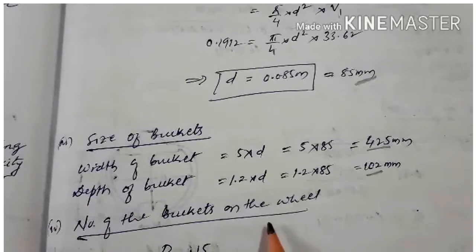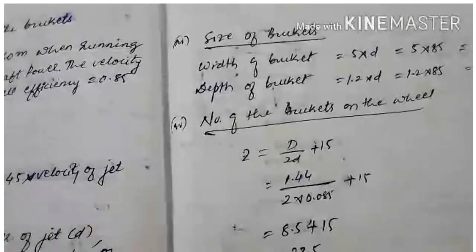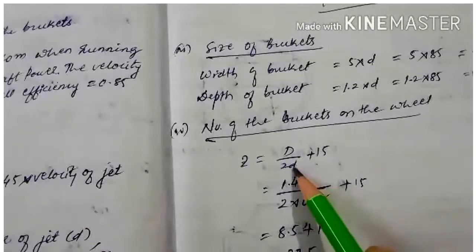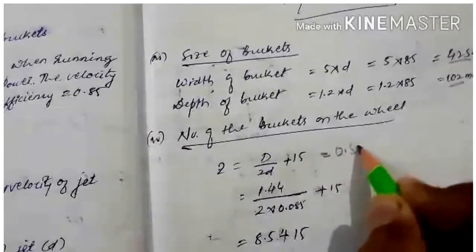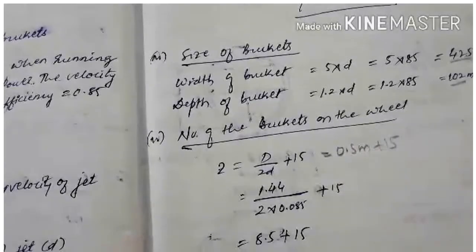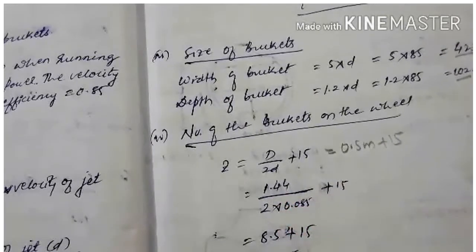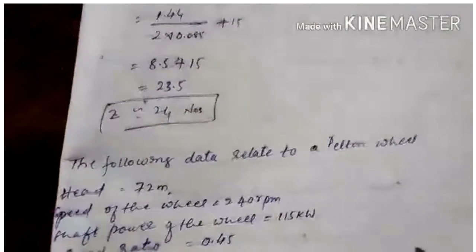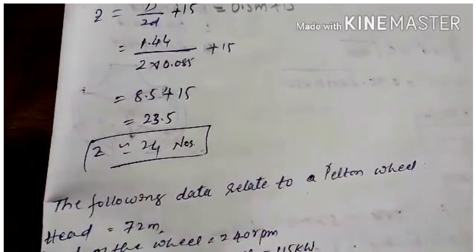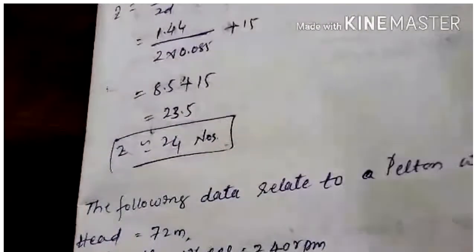Then the number of buckets on the wheel can be calculated by using the formula. So that is Z equal to D by d, which is 0.5 times of M plus 15, where M is the jet ratio. Then substitute the values here. We get the optimum number of buckets required, which is 24 numbers. I hope you understood this design. Let us take one more problem.